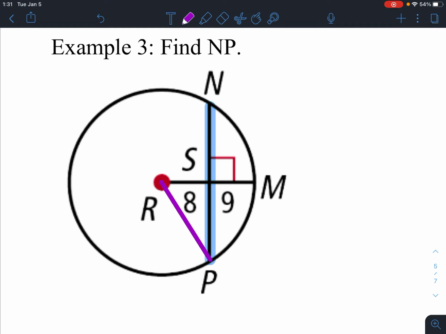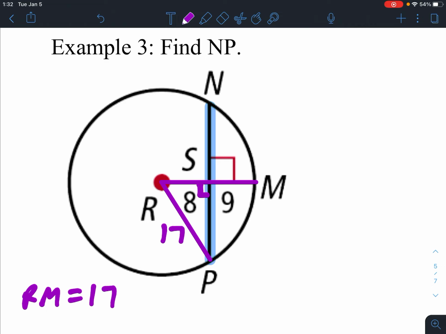And that is called a radius. Obviously, we know that, right? Okay, so we got that right angle symbol there, which means all these angles are right angles. But more importantly, we're going to use this angle right here as a right angle. We know this is 8 plus 9, which is 17. So RM is 17. RM is a radius, which means all other radii are also 17. Why is that important? Because RP is a radius, which means RP is 17.